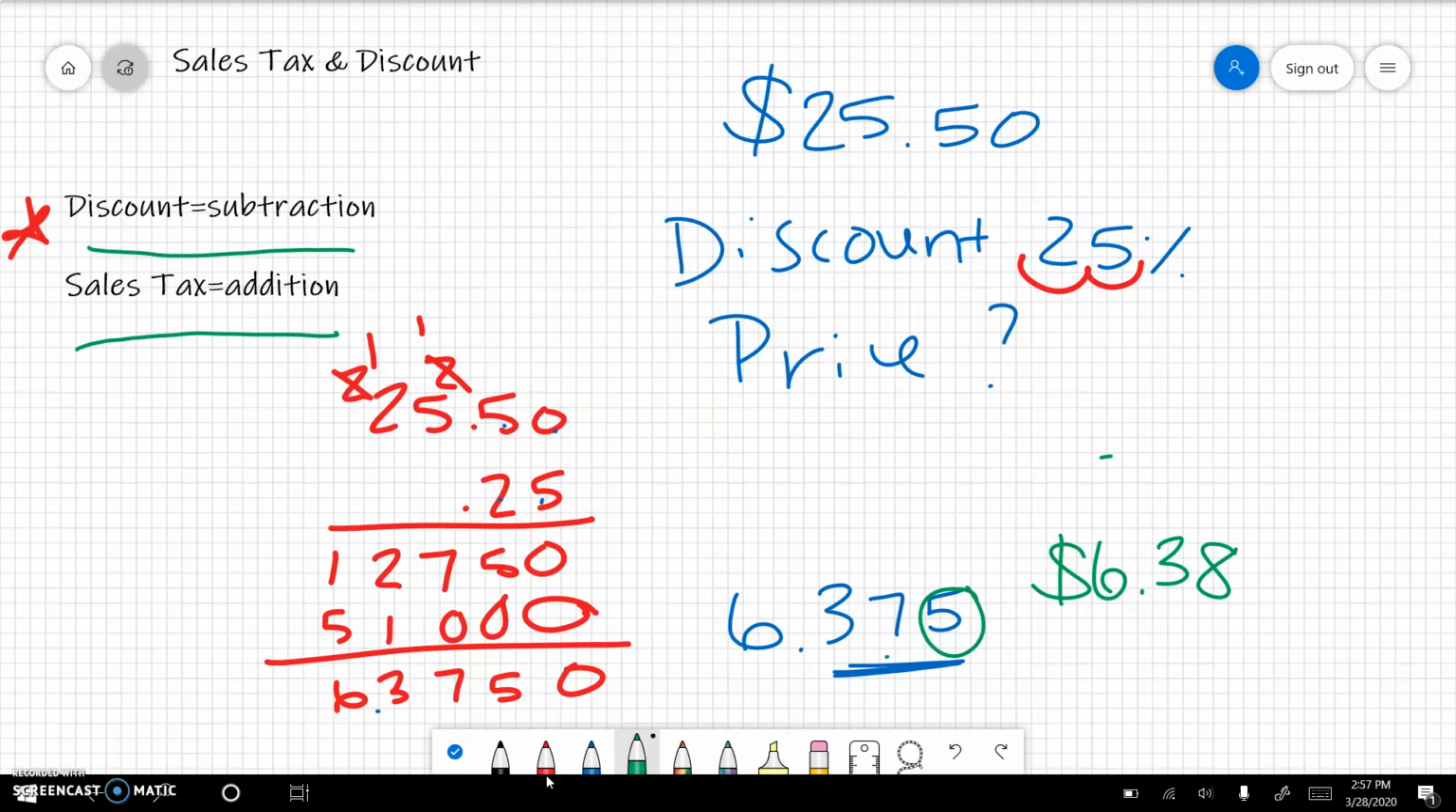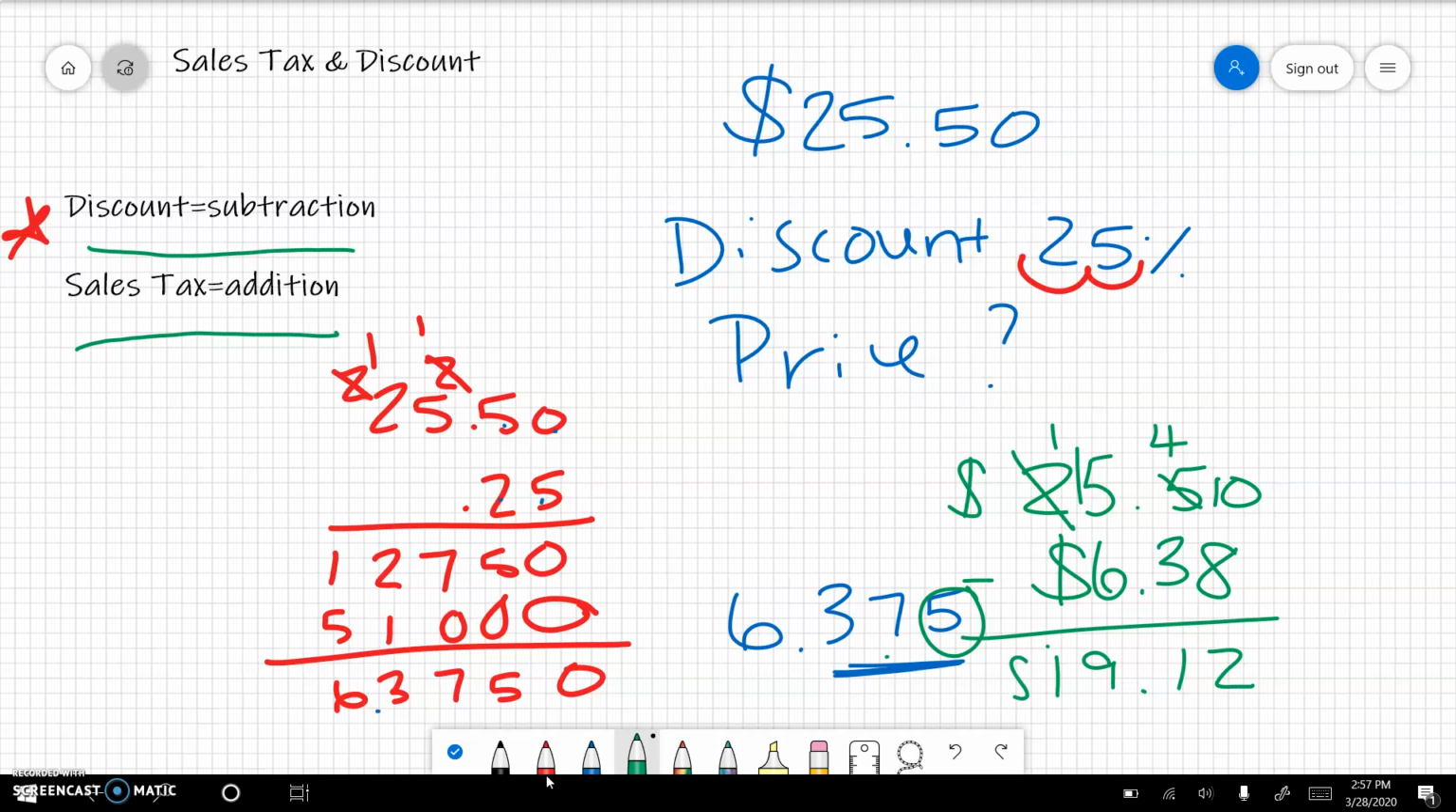So I have $25.50 minus $6.38. So now I'm just going to subtract. Borrow, $19.12 is my final answer. So, discount questions. You change your percent into a decimal, then you multiply that decimal by your dollar amount from the beginning, get your multiplication answer, and then subtract.